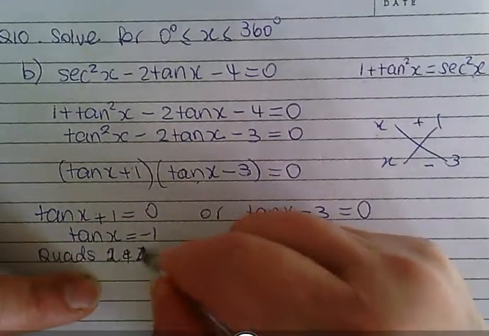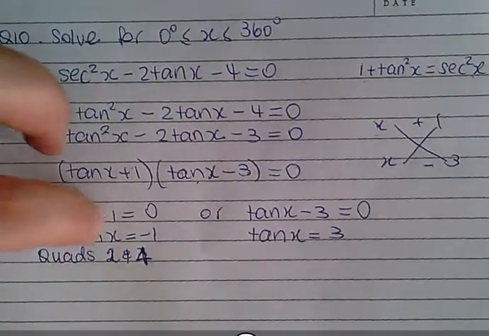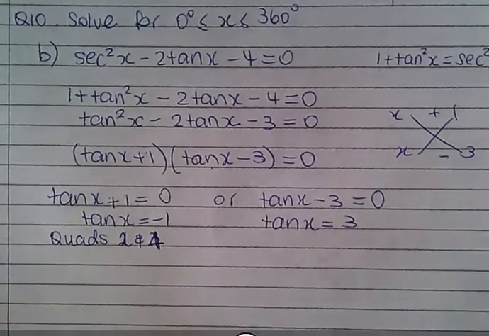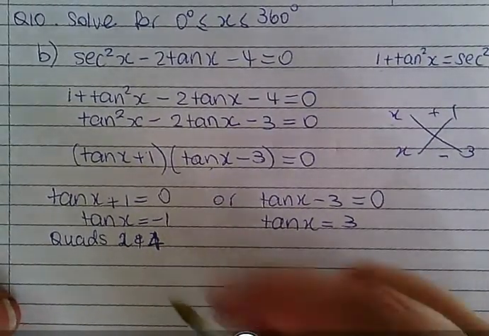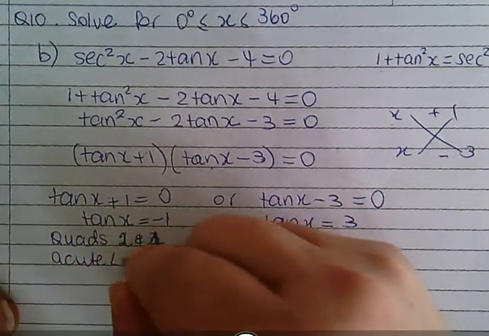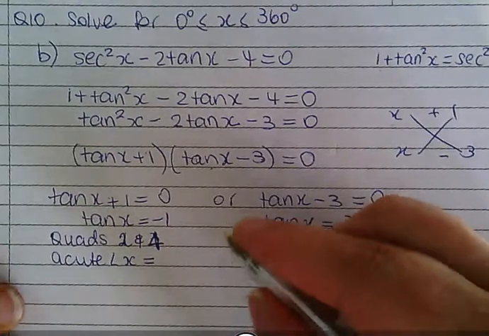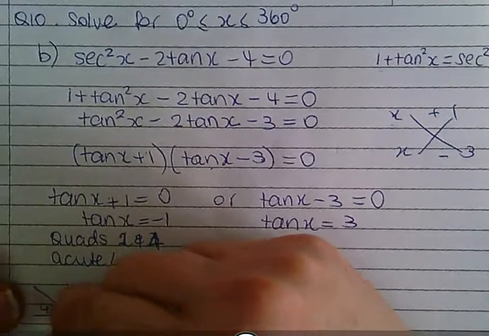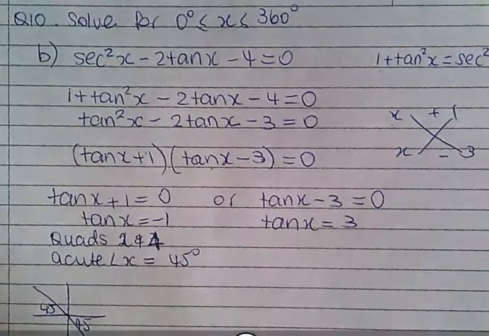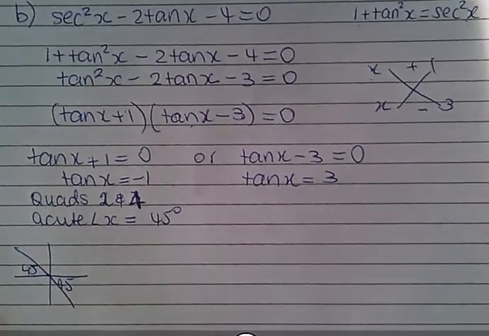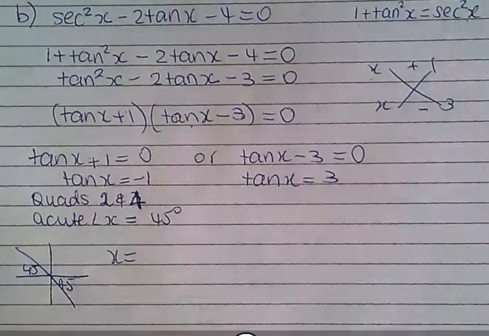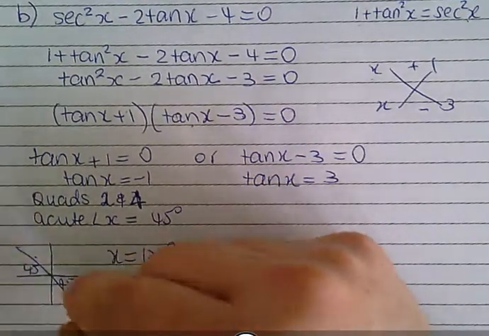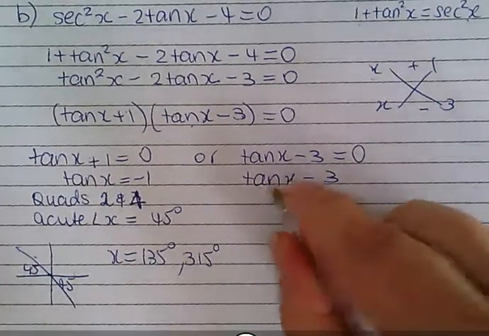Quadrants 2 and 4. Tan of x is negative 1. Quadrants 2 and 4, what's the acute angle x? Tan of what is 1? Tan of 45. So quadrants 2 and 4 for 45 degrees. So this is 135 and 315.